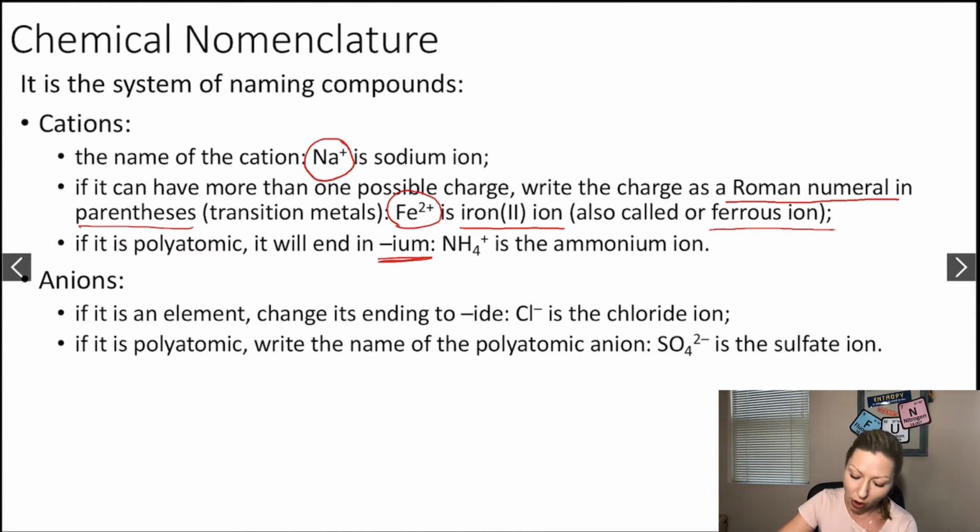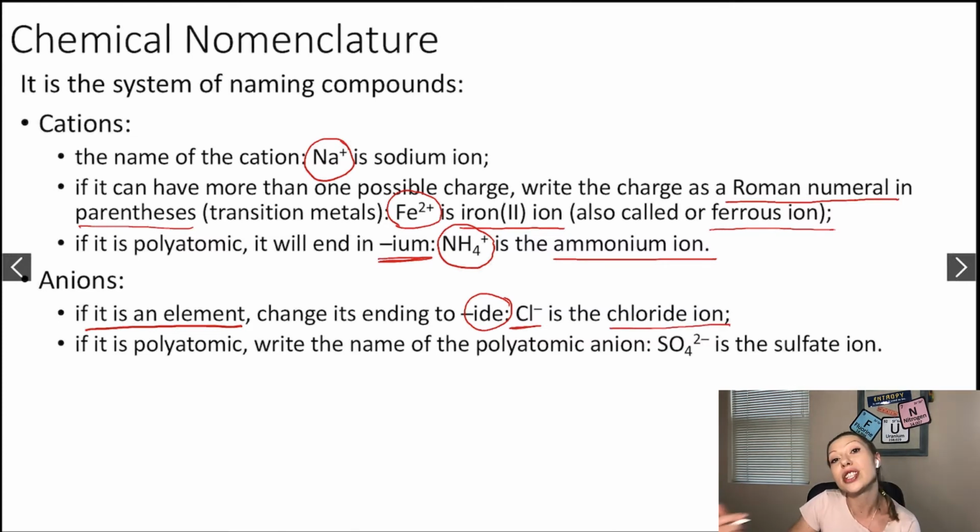So NH4+ is called the ammonium ion. All right, what happens when I have anions? If it is an element, then it should end with "ide". So Cl- is going to be the chloride ion. And if it's polyatomic, I just have to simply use the name of the polyatomic ion. For example, the SO4 2- ion is the sulfate ion.